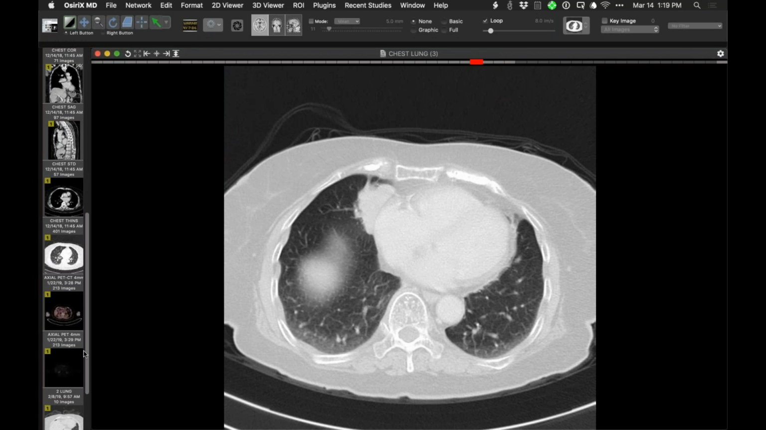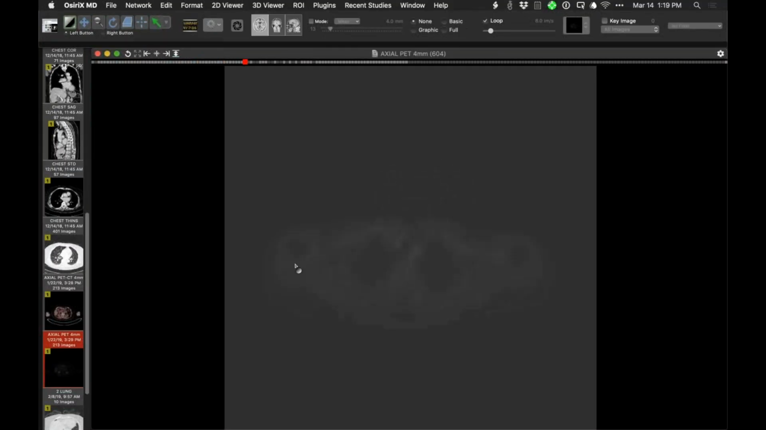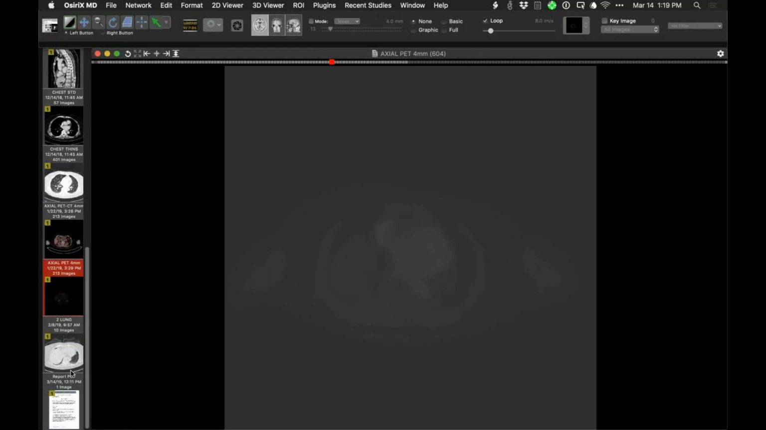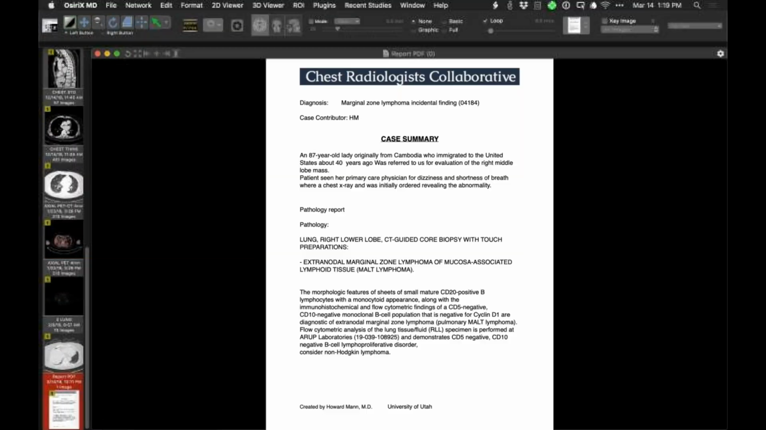Here is the PET that shows that this is minimally FDG avid, as you can see there. So very low FDG avidity right there. Then a CT-guided biopsy of it was done, and it turns out to be another case of marginal zone lymphoma as an isolated incidental finding. And that happens. I always like to think perhaps if that never had been discovered, it may not have done any harm to that patient in her lifetime. It was just discovered and diagnosed as such.